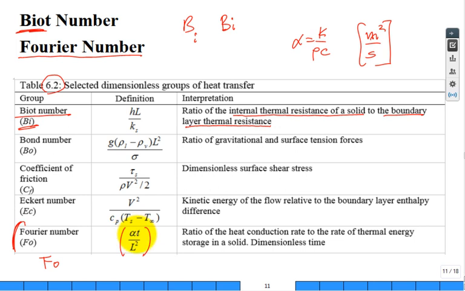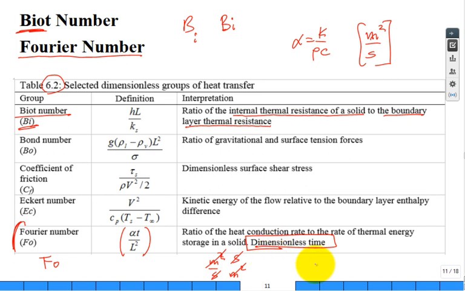Alpha times t divided by L squared. Is that going to be dimensionless? Check your units. We have meters squared per second, times seconds, divided by length in meters, squared. The meters squared go, the seconds go. The Fourier number is dimensionless. It's simply a dimensionless time.